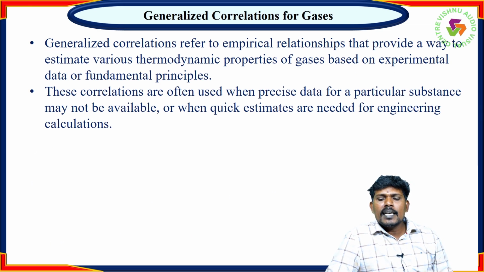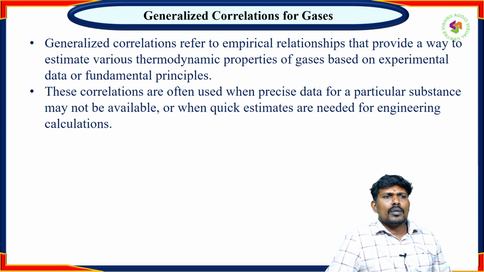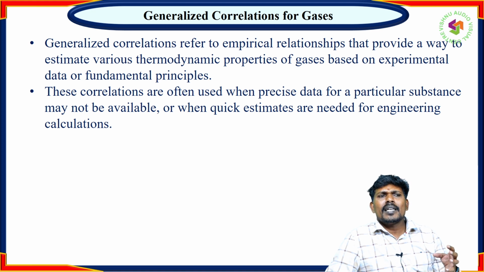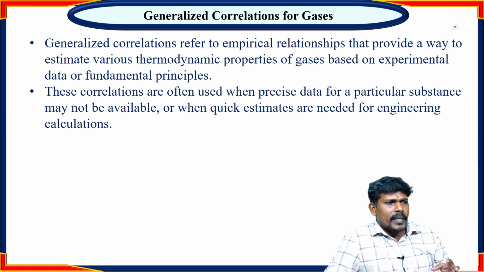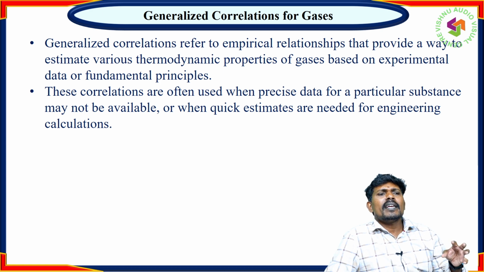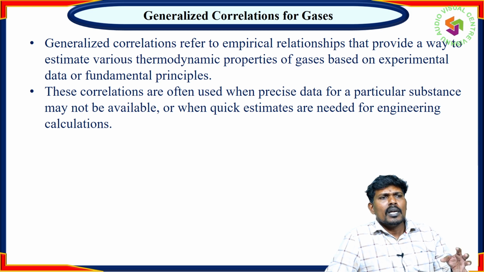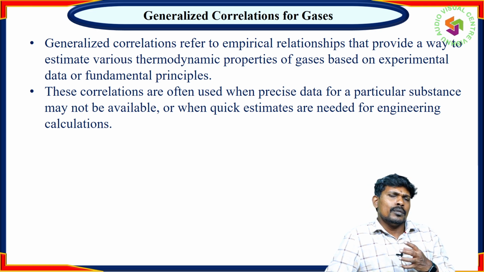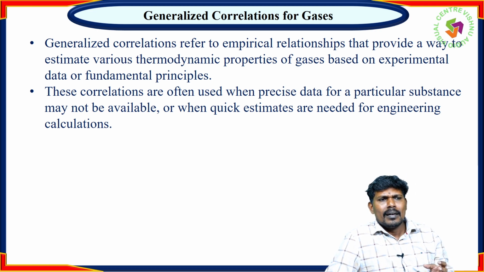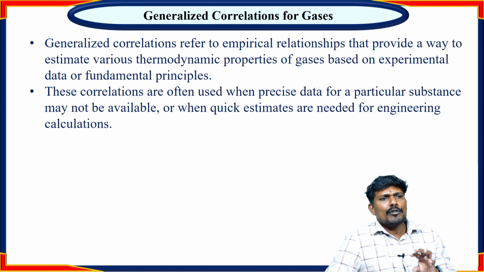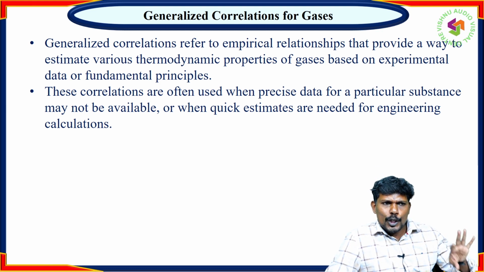Next is the generalized correlations for gases. The generalized correlations are mathematical expressions useful for determining basic thermodynamic properties whenever data is missing. For example, if you want to design equipment and exact data is not available, but approximate data is sufficient for your calculation, then these generalized correlations are useful to determine the thermodynamic properties.